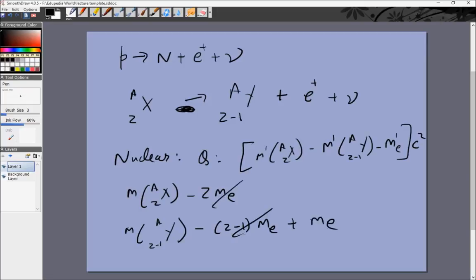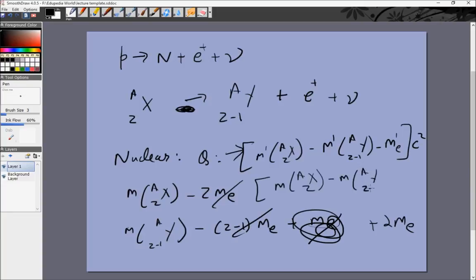And you can see that this and this and this cancel. So whether or not you use nuclear or atomic masses, sorry, it doesn't cancel out. This is plus and plus. So in the end we'll have 2 Me left. And even in this case, whether you use atomic or nuclear masses gives different results. This is using nuclear masses. Using atomic masses, it would be m of A X Z minus m of A Y Z minus 1 minus 2 times the mass of an electron. So remember, whenever new electrons are created, the mass of the electrons will not cancel out, and there are different formulas by using atomic and nuclear masses.